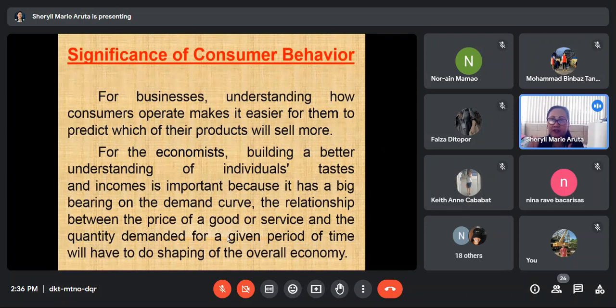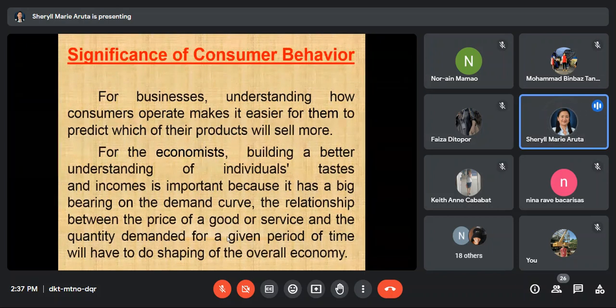along with the income. Dili na to pwedeng i-disregard or i-discount ang income because the income is the means for the consumers to purchase. So without income, there is no satisfaction at all. But technically, kung mingon kag taste and preferences and income is important because it bears the demand, kasi sila magud ang nag-create sa demand, the relationship between the price of the good or services and the quantity demanded in a given period of time will be the one to dictate the supply in the market.